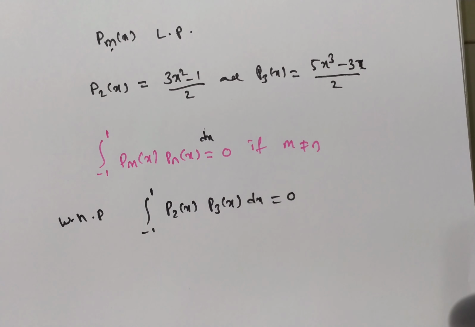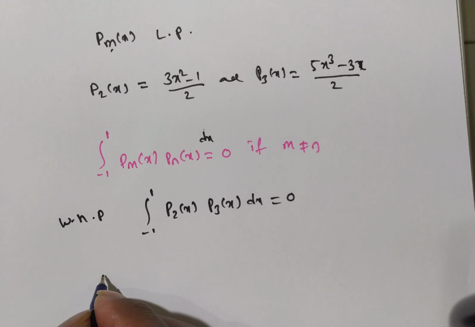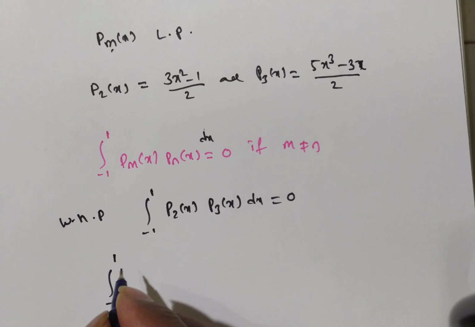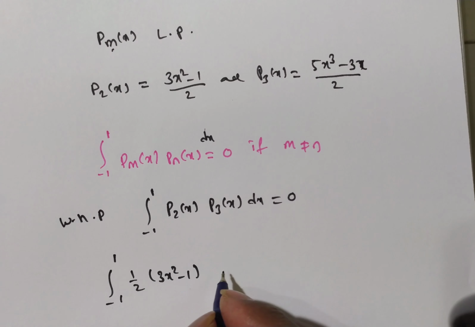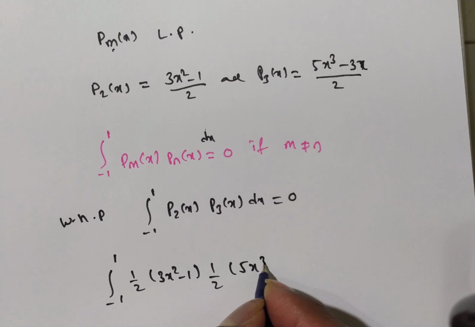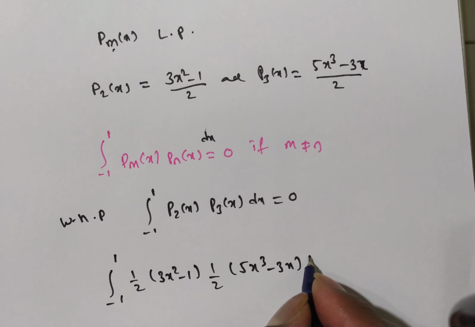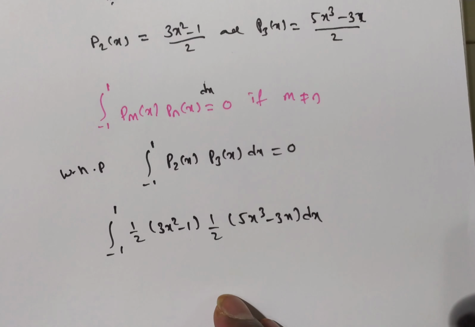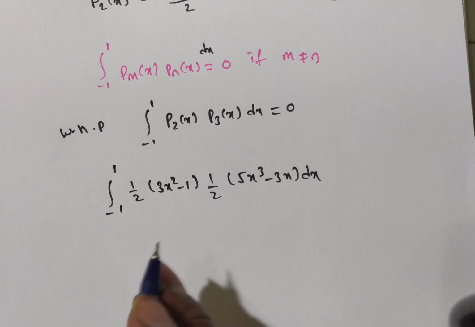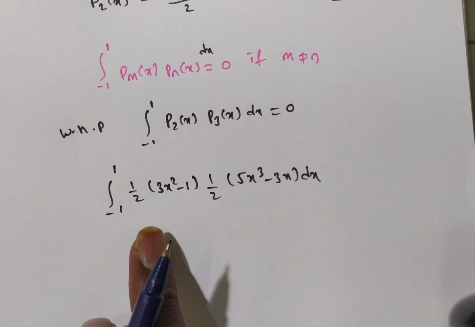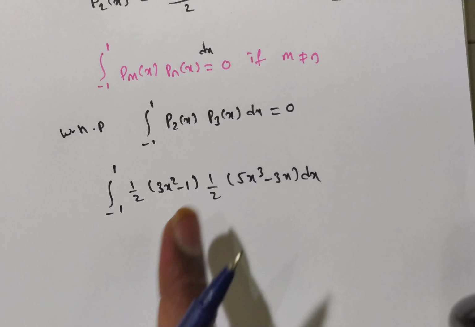Okay. Now substitute these two values. Integral from minus 1 to 1, P2 of x is equal to 1 by 2 times of (3x square minus 1). Next, P3 of x is 1 by 2 times of (5x cube minus 3x) into dx. Now we have to simplify this. Then we have to prove this value is 0. Okay, if it is 0, then you can say P2 of x and P3 of x are orthogonal.